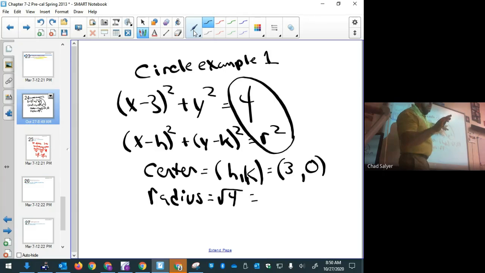Now, if you got some constants floating around over here, you've got to take care of that first. But once you're in standard form, it's just whatever is to the right of the equal sign. It goes under that radical. And then, of course, this reduces to 2.